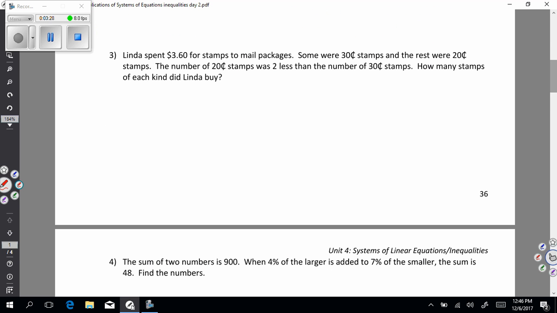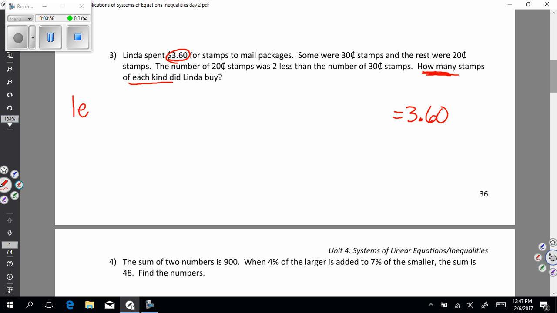Linda spent $3.60 for stamps. Well, that's definitely a total. $3.60 is a total. Some were 30-cent stamps and the rest were 20-cent stamps. Those are my 2 types of things. I guess those are my 2 variables. The number of 20-cent stamps was 2 less than the number of 30-cent stamps. How many stamps of each kind?